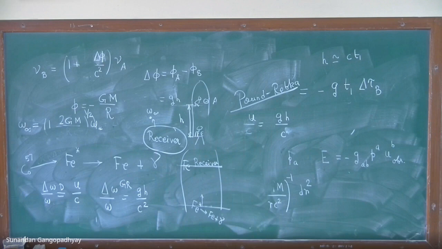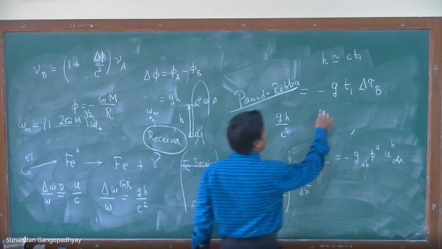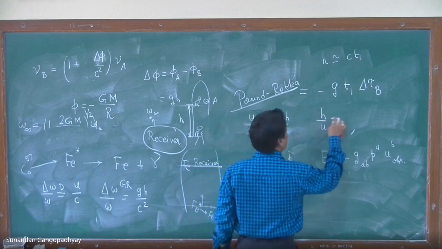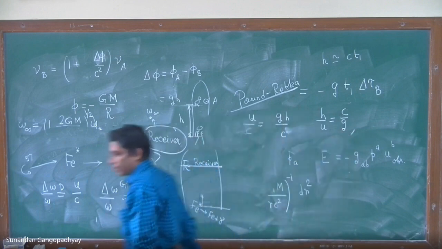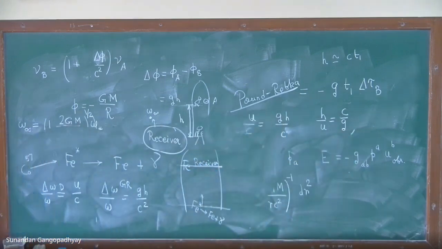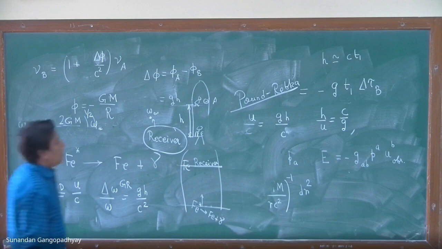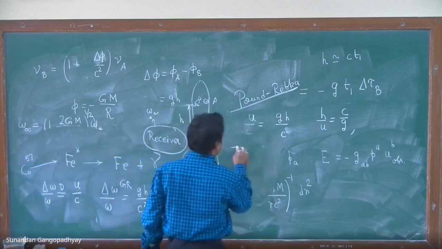So this you can write as h by u is equal to c by g. This has the meaning that, forget about that, you can write it in this way. But this is Doppler, this is GR. Now you calculate this velocity.